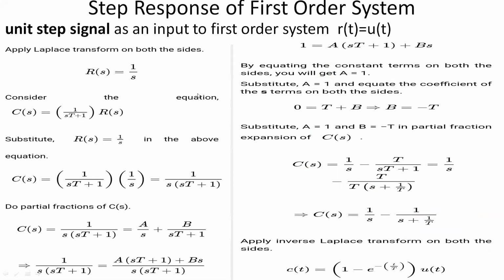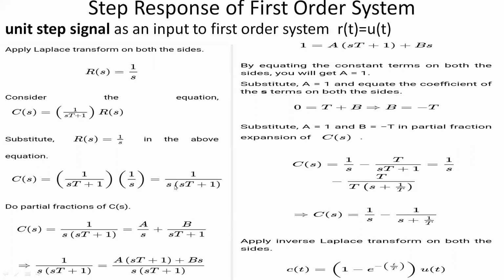Now let's see the step response of the first order system. If we give the unit step signal as an input to the first order system, R of t is equal to u of t. If you take the Laplace transform, you get R of s is equal to 1 by s. This is the Laplace equivalent of u of t. Now consider the same old equation, C of s is equal to 1 by (sT plus 1), and substitute R of s equal to 1 by s, and arrange this as we did earlier. C of s is equal to 1 by (sT plus 1) into 1 by s.